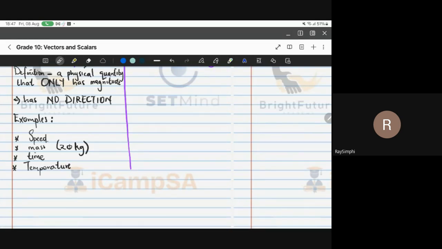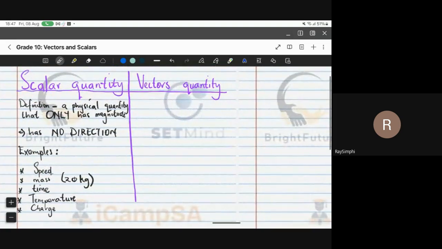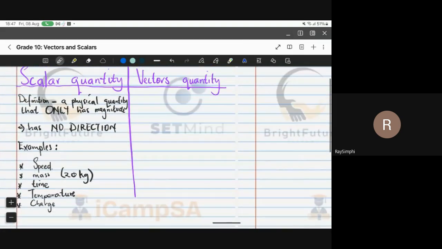Temperature is just 10 degrees, nothing else to it. And then later on, you would learn about charge. Basically, either something is positively charged or negatively charged. I think you've probably already covered these. If not, you will later on this year. Now, these are all the typical examples of scalar quantities. So a scalar quantity is any physical quantity that only has magnitude but has no direction, right? Like speed, mass, time, temperature, and charge.